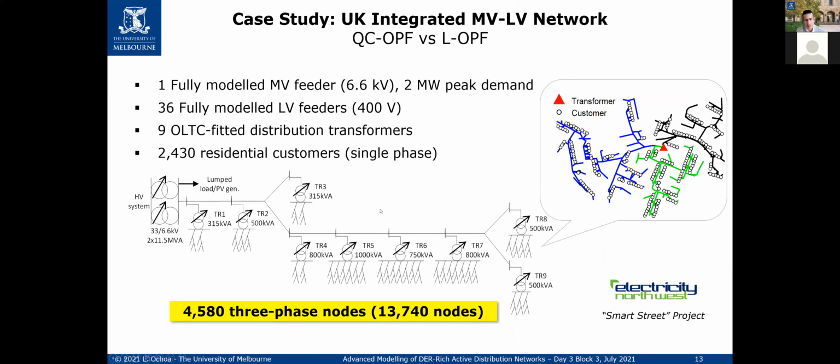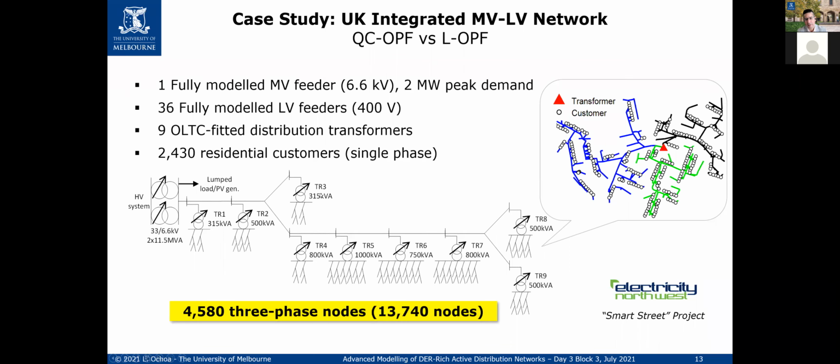Now, interesting here, in the UK, these distribution transformers, transforming from 6.6 kV to 400 volts line to line, are quite large. This is not very typical in many countries. So in the UK you can see very large transformers like these ones, and therefore they will have many low voltage networks as well. All of this is modeled. So we have 36 fully modeled low voltage feeders and 9 OLTC transformers here.